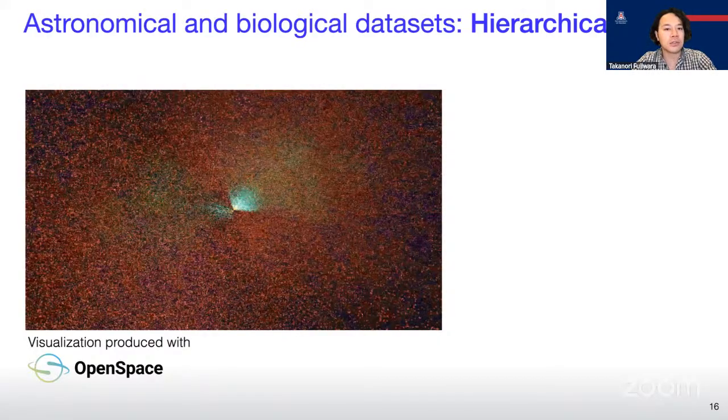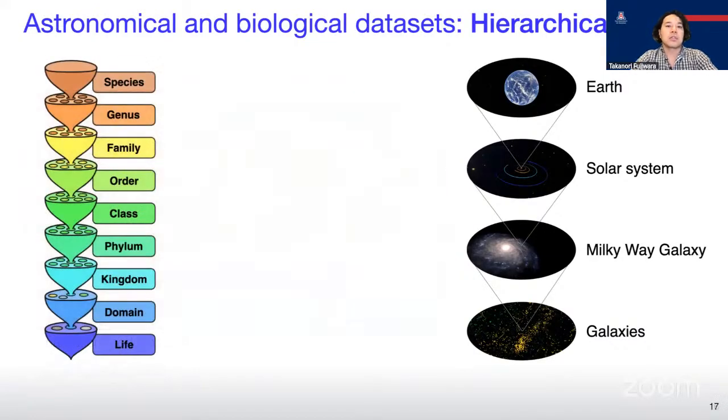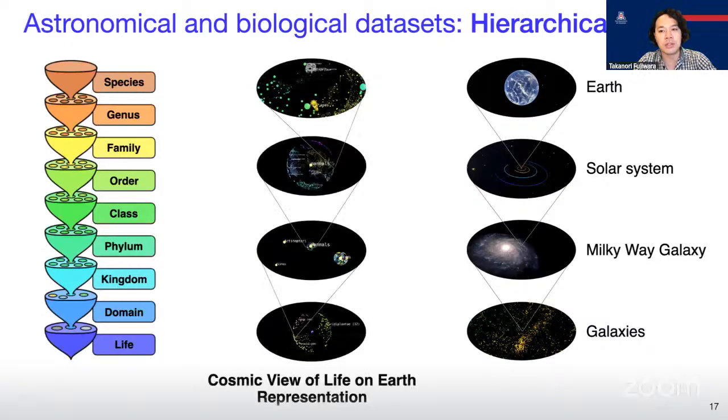Okay, so as noted in this video, astronomical objects can be organized in a hierarchical manner, starting from the Earth, solar system, Milky Way galaxy, even to the groups of galaxies. Similarly, biological categorization also uses a hierarchical structure, starting from species, genus, family to class, kingdom, even domain. And this project, Cosmic View of Life on Earth, introduces 3D representations that convey this biological hierarchy while using analogies to the hierarchical organization of astronomical objects.